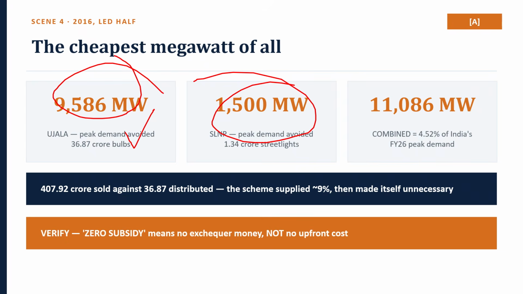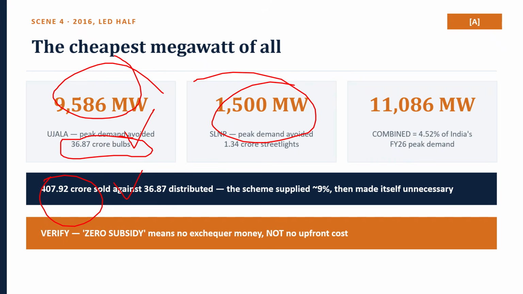That is the only place in this chapter where a demand-side measure can be set against supply-side capacity in the same units. From the two government sources, state the ratio and put the arithmetic in the answers, and the achievement is the market, not the distribution. Ujala distributed 36.87 crore bulbs, while 407.92 crore LED bulbs were sold in the Indian market. The scheme supplied about 9% of them, so roughly 91% of India's LED bulbs were bought at ordinary market prices outside the scheme. You have to read that as success.